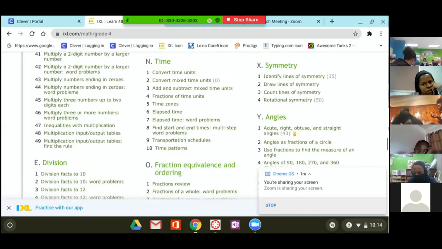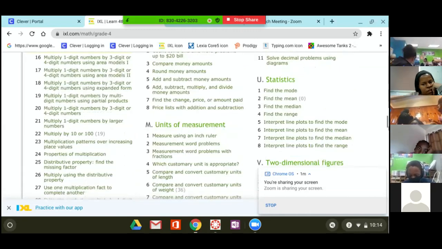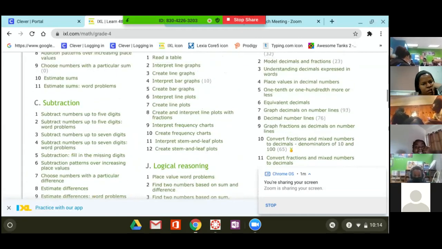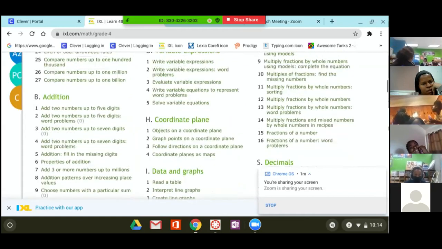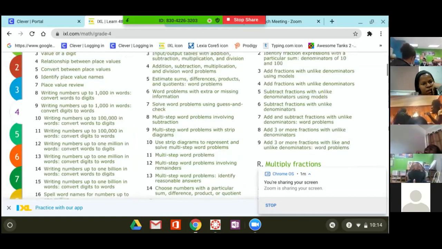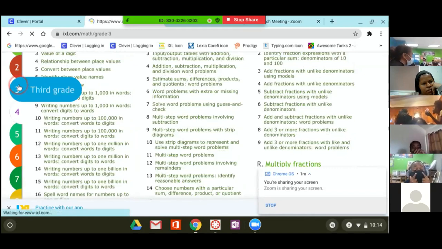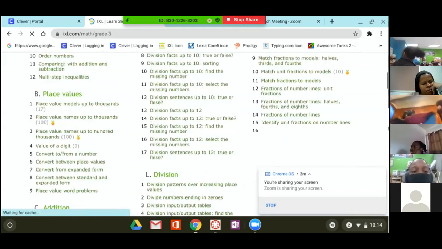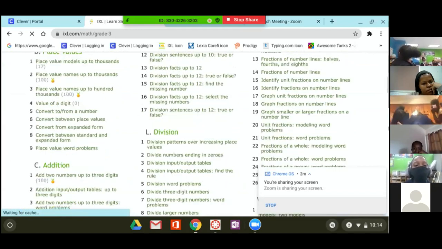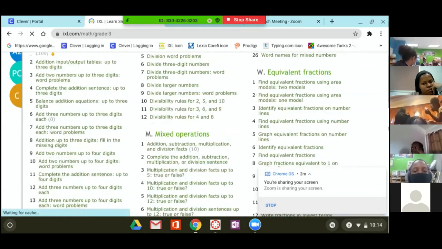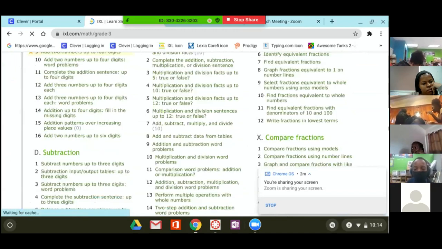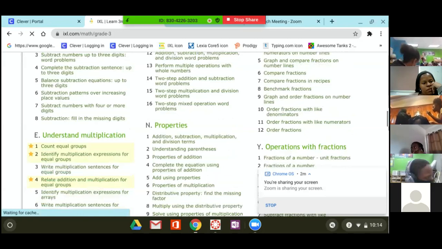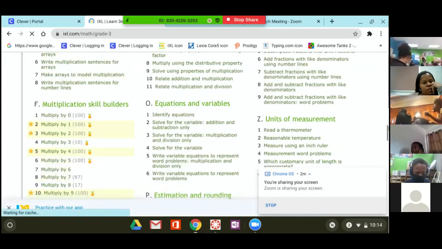Stop whistling, please. Mute yourself. Third grade, baby. Go to third grade. Stop scrolling up and down. Let me see you go to third grade. Letter L. All right. 9's already done.